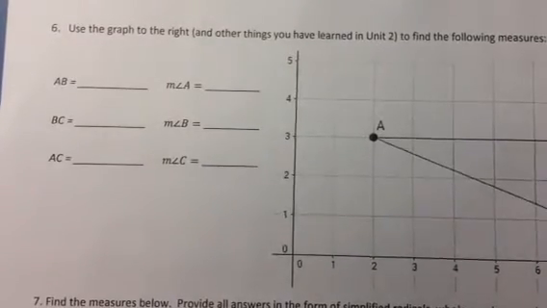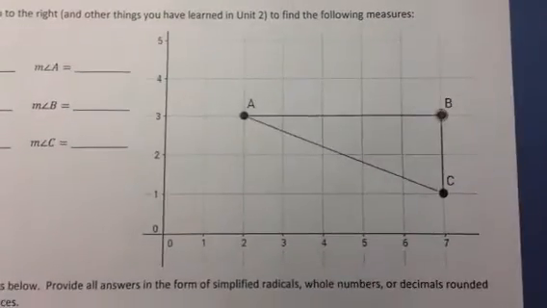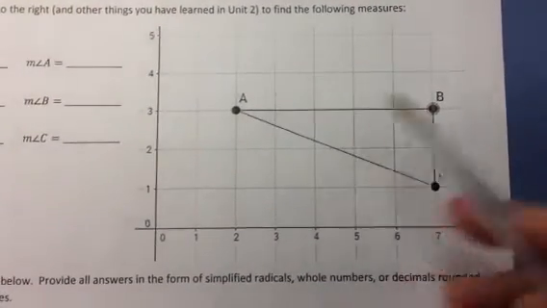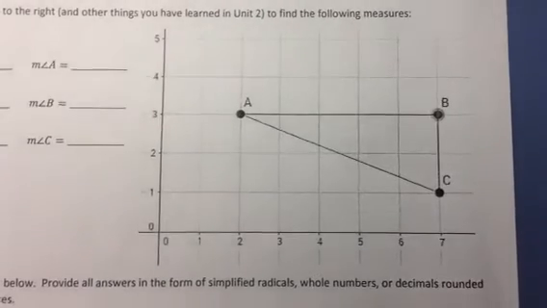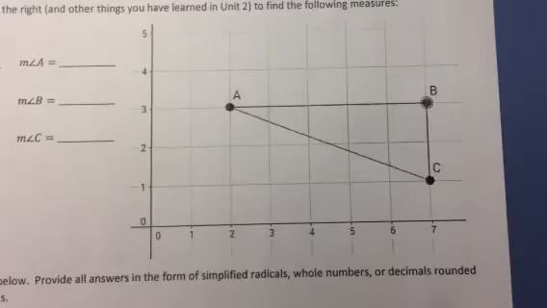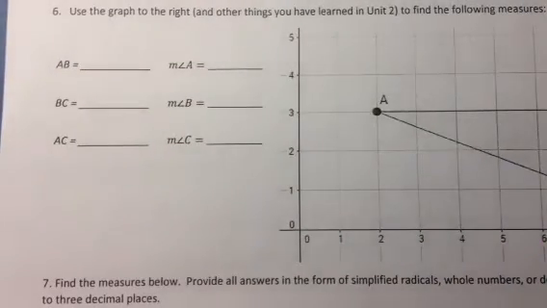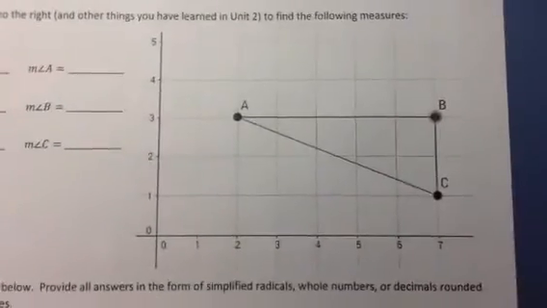All right, we are on question 6 on the study guide. For question 6, we are using this graph to essentially find all of the sides and angles of this triangle. There are 3 things that we should be able to pick out with no calculations just by looking at the picture. The first is the measure of angle B.